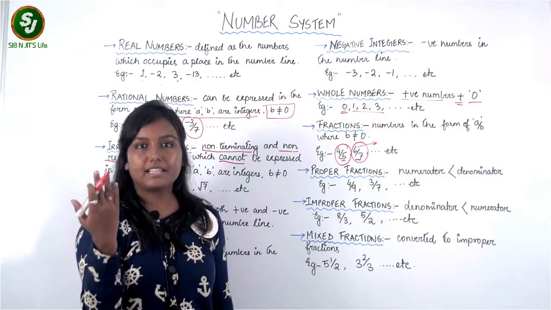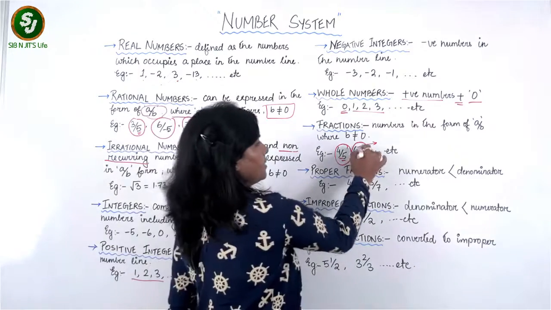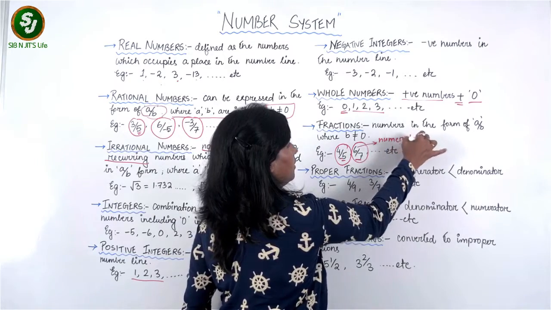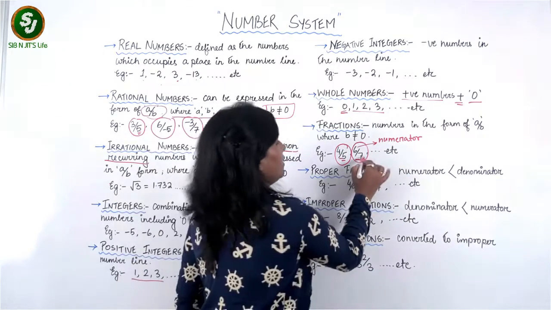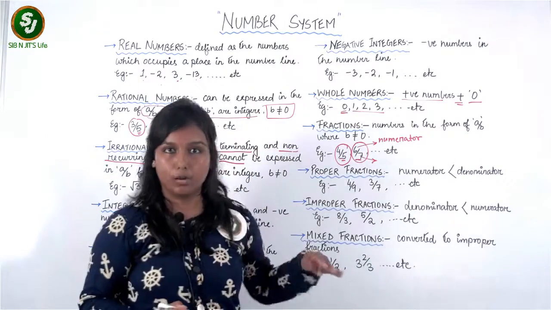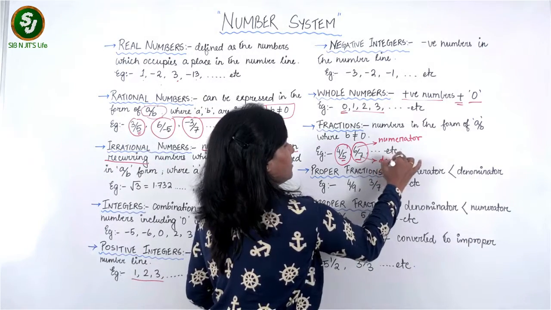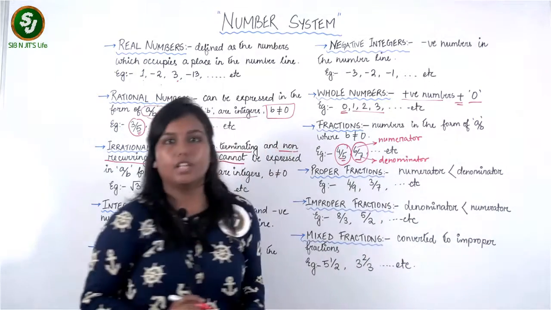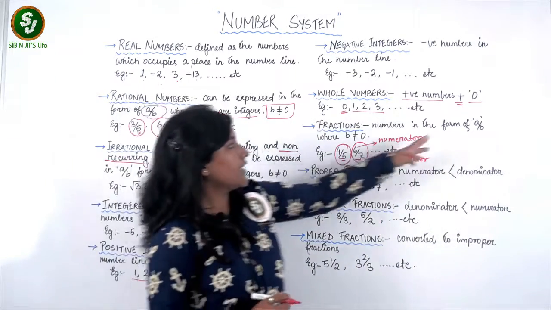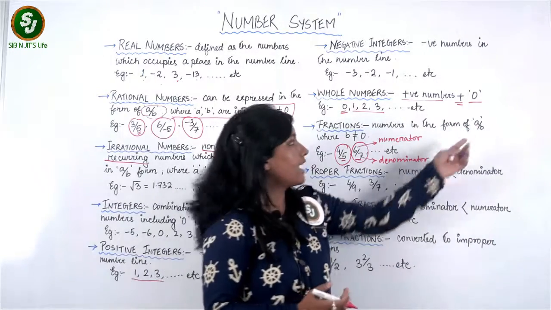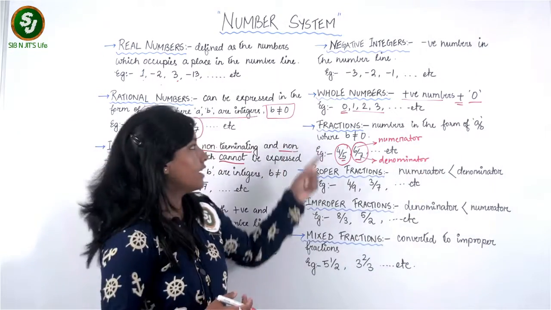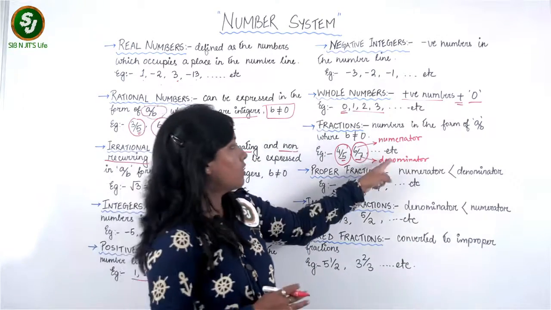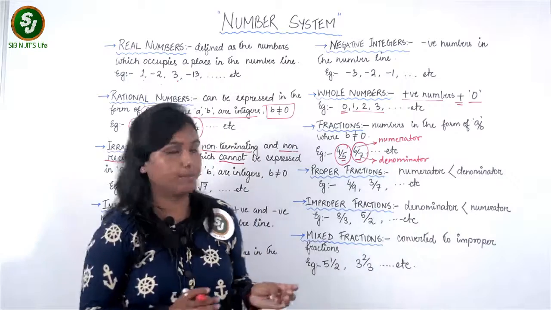the number which is placed above the bar, or you can say above this dash, is known as your numerator. Clear? And the number which is below is your denominator. Okay? So in short, what we can say, A is our numerator and B is our denominator. In the case of fractions, where B is not equal to 0, it means the denominator can never be 0.